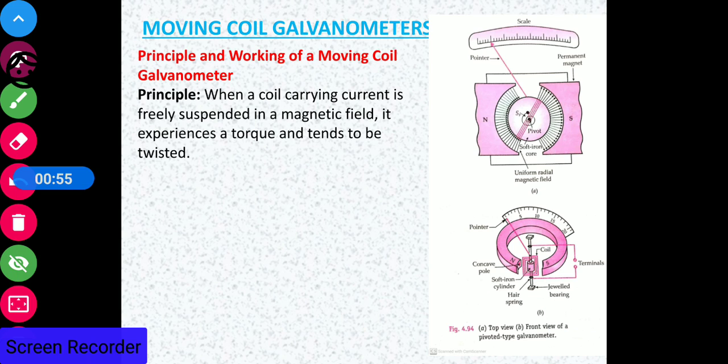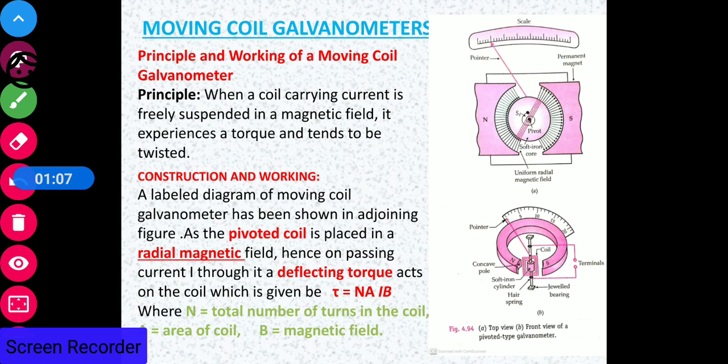According to the principle, when a current carrying coil is freely suspended in a magnetic field, it experiences a torque and tends to be twisted. Now, construction and working. A labelled diagram of a moving coil galvanometer has been shown in the adjoining figure. Just give a look at this figure very carefully.